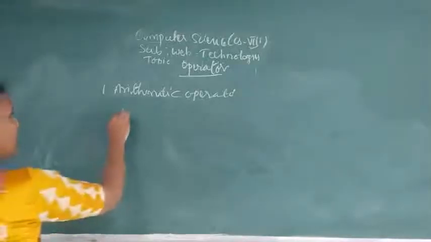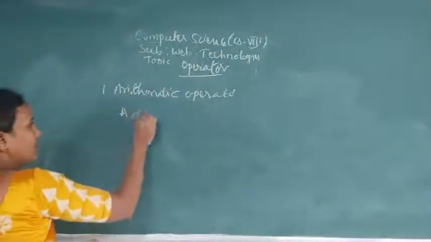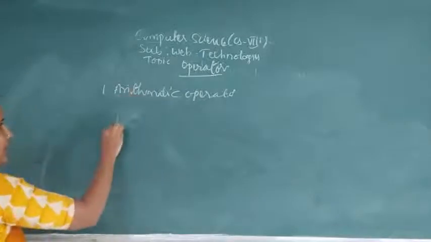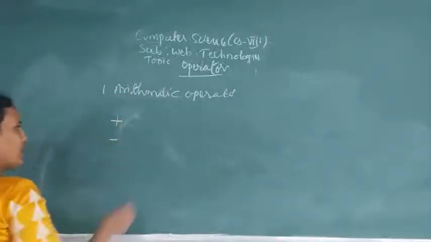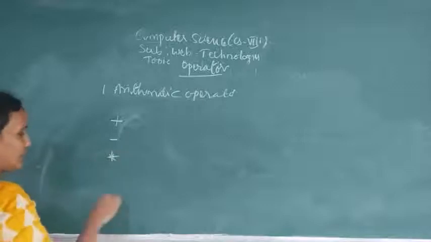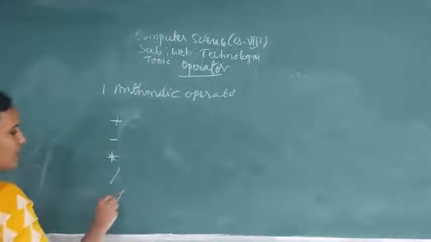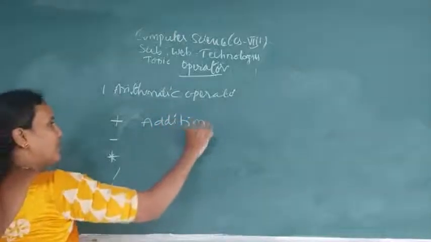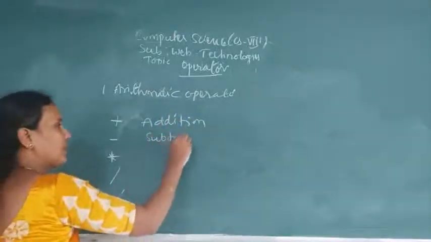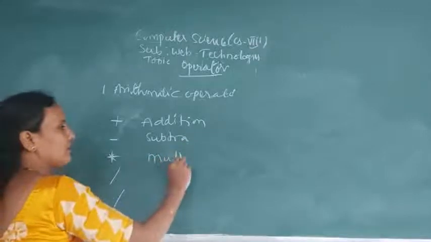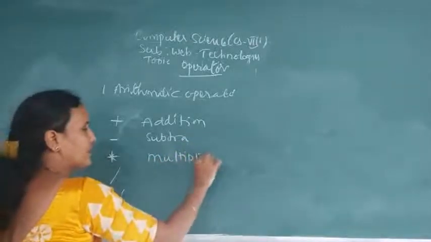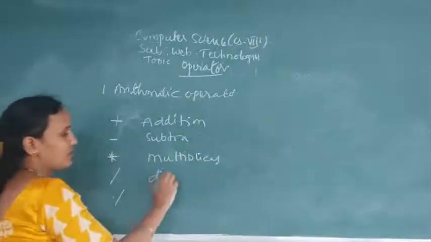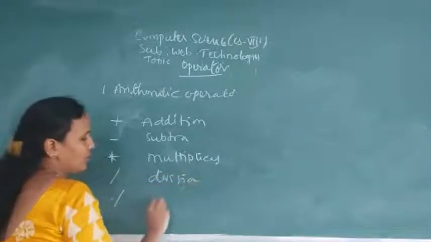First one is addition. Directly I will give you the operators: addition, subtraction, multiplication, division and modulus. What is the meaning of this? Addition, subtraction, multiplication. Next, this is division. This is modulus.